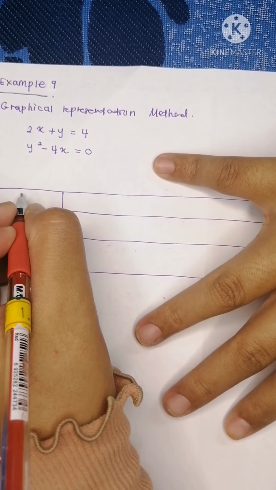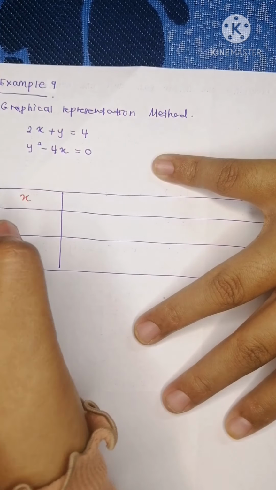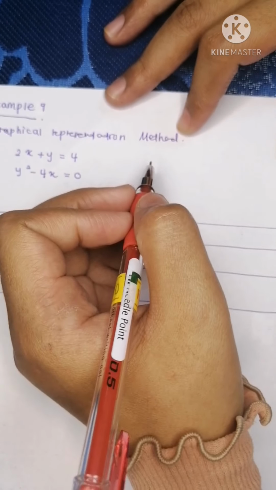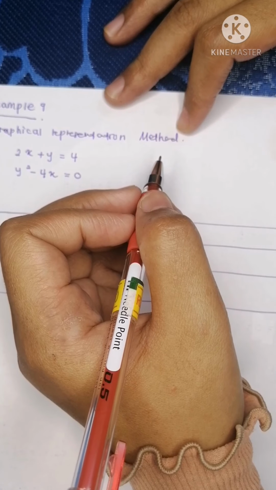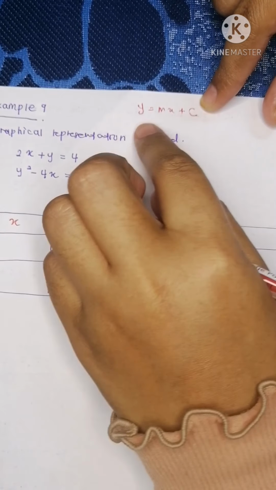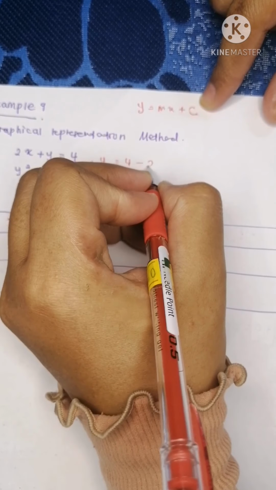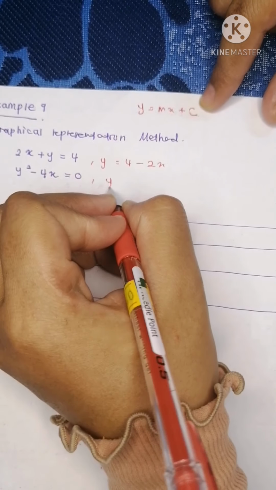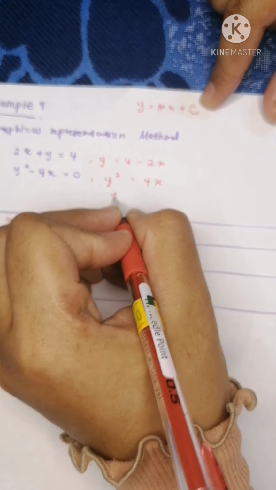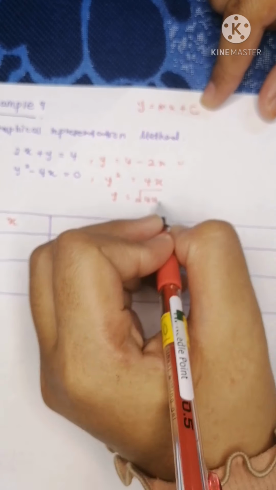This is the value of x, and this one is for equation 1. But you need to make it in the form of y equal to mx plus c. So make y the subject. This one, y equal to 4 minus 2x, and for this one, y squared equal to 4x, and then y equal to the square root of 4x. This one and this one we need to take.